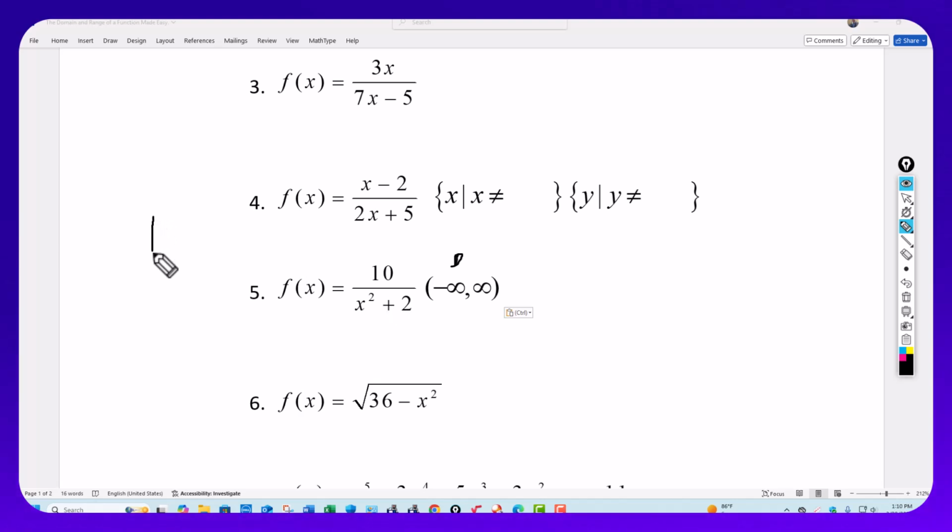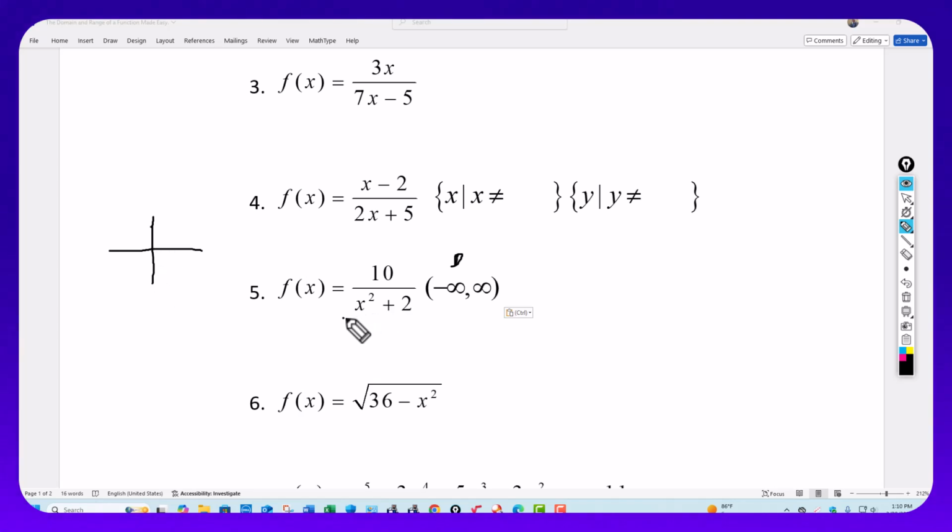See, this is one where the shortcut method I just went over doesn't work. Let's pick some values here. If I let x be 0 here, I get 10 over 2. So when x is equal to 0, the graph intersects the y-axis at the point 0, 5.